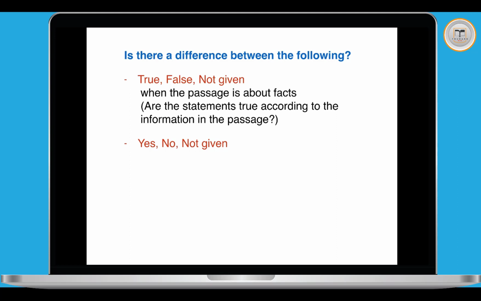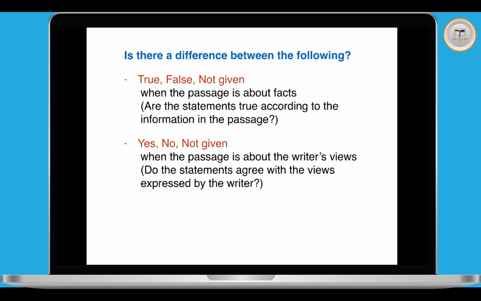in the passage? On the other hand, the exams use yes and no when the passage is about the writer's views or opinions. So it's not about facts this time, it's the writer giving some views. And the reason they say yes or no instead of true or false is because the question will ask you, do the statements agree with the views expressed by the writer? The words yes and no answer the question, do the statements agree? Yes, they agree, or no, they don't agree. That's why we need to write yes or no instead of true or false for this type of question.